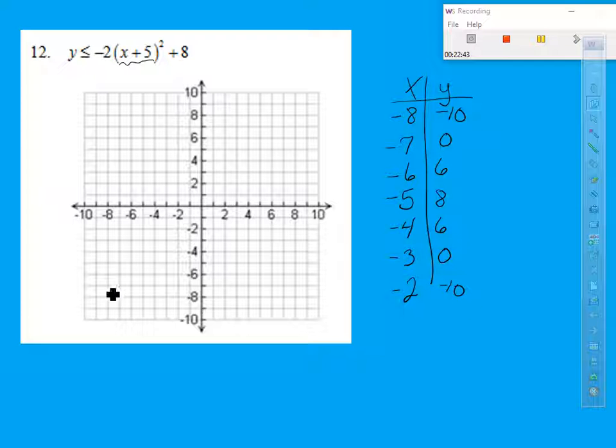I've got negative 8, negative 10, negative 7, 0, negative 6, 6, negative 5, 8, and then I'm coming back down. And guys, what I do when I graph these, I go over and I match my dots up. So I've got this.